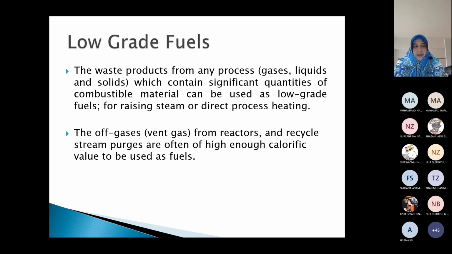And then the last part, which is the off gases, which is the vent gas from the reactor and recycle stream purges of high enough calorific value, meaning energy. When you talk about calorific value, it's about energy. So that energy can be used as fuel. So manipulate your process flow diagram and introduce how you can reuse whatever waste, whatever energy that can be considered as waste, back in the system so that you can conserve all the energy in the system or in the plant.